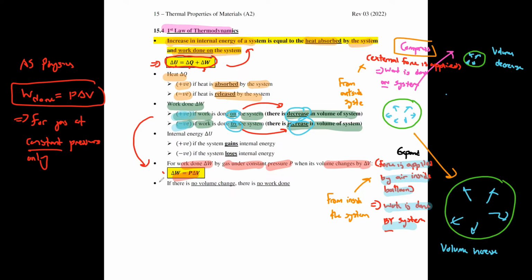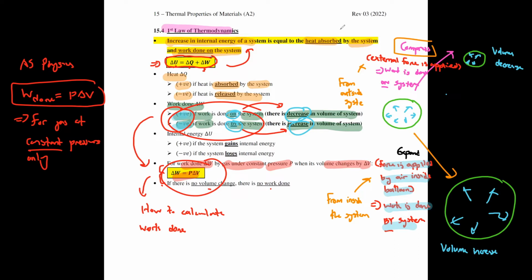Now if you have no volume change, you have no work done. So this one is how to calculate the work done. Okay, so this ties back to what you have here. The one that you're seeing here is to see whether your work is positive or negative. The one that you're seeing here is to calculate the value of the work done.